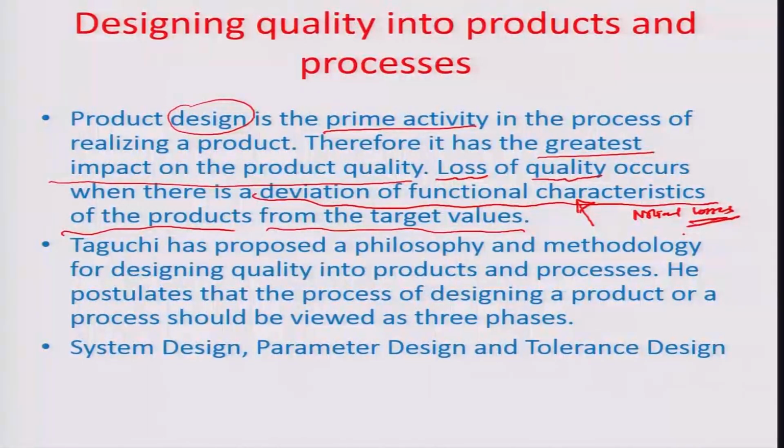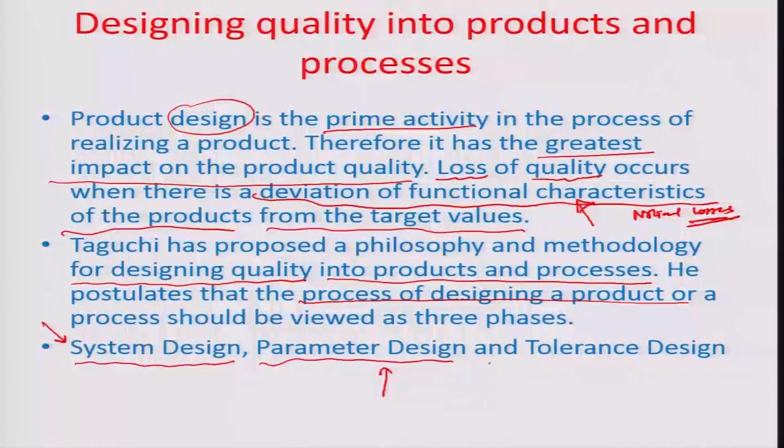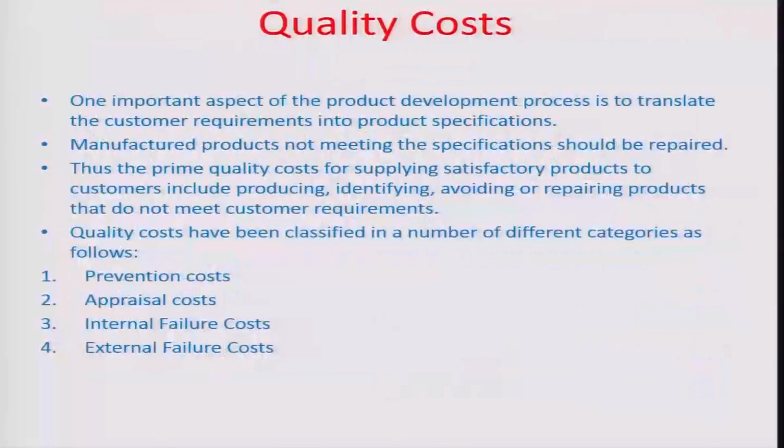So, in fact, Taguchi, when he started applying this process, he proposed a philosophy and methodology saying that designing quality into products and processes should be at the very beginning. And he postulates that the process of designing a product or a process should be viewed in terms of a system design phase, parameter design phase, and tolerance design phase. So, of course, I will come into the details of all these different techniques. Just before going there, let us learn a little more about the different losses which are there in this aspect of quality degradation because of deviation from target.